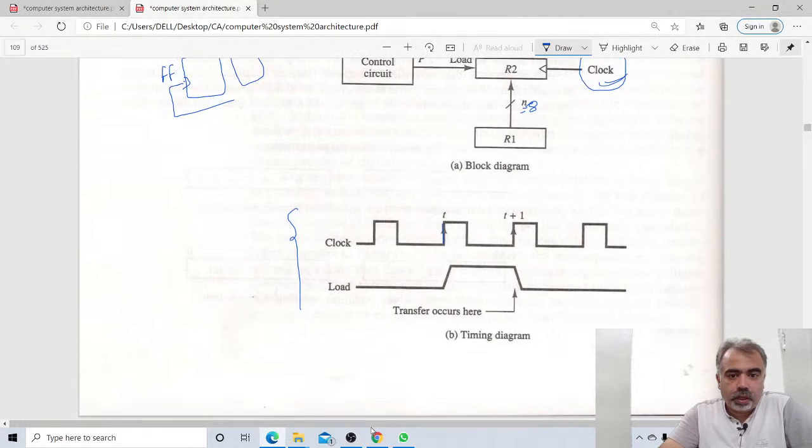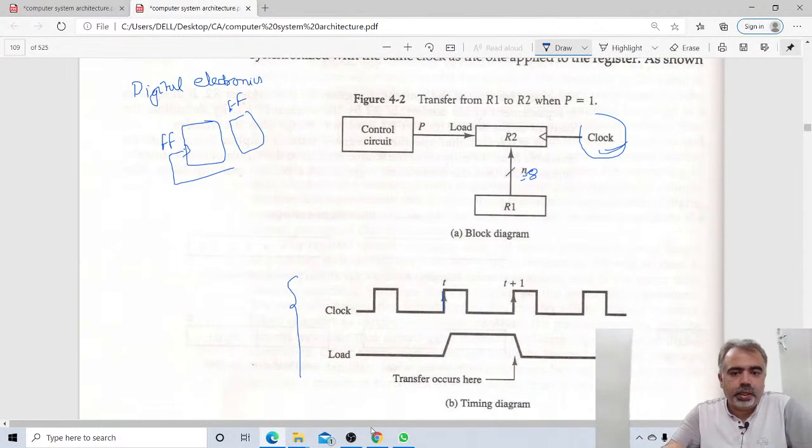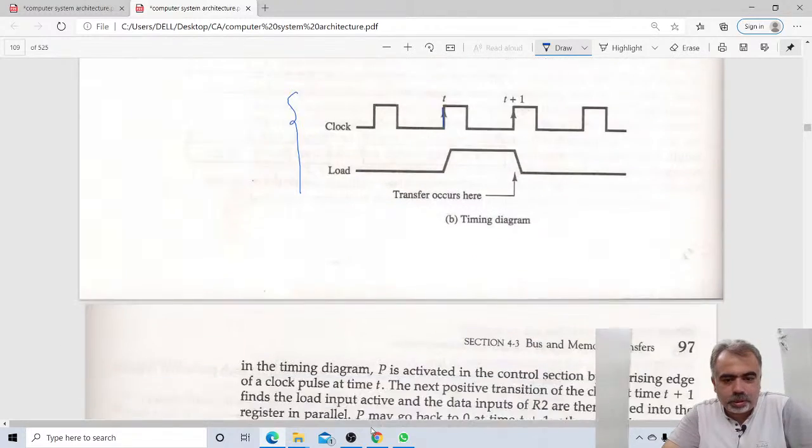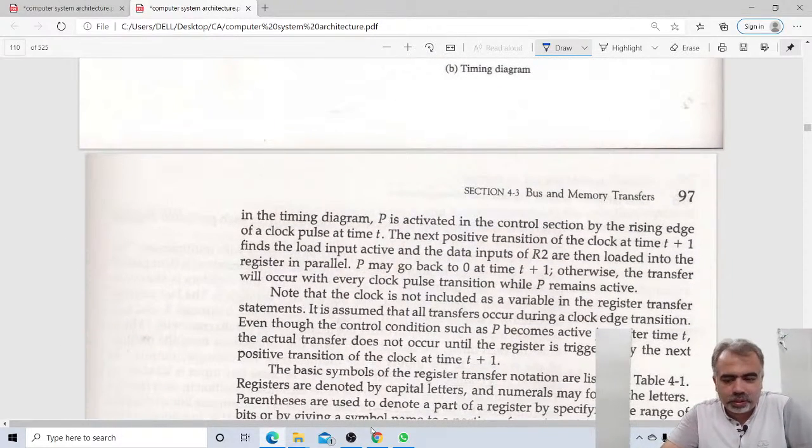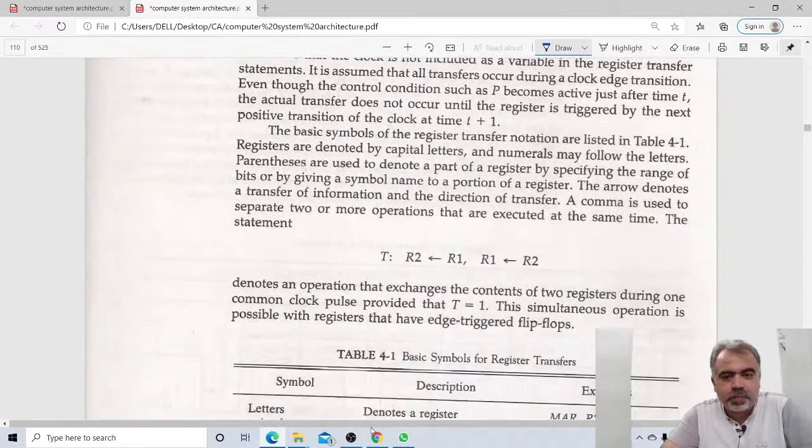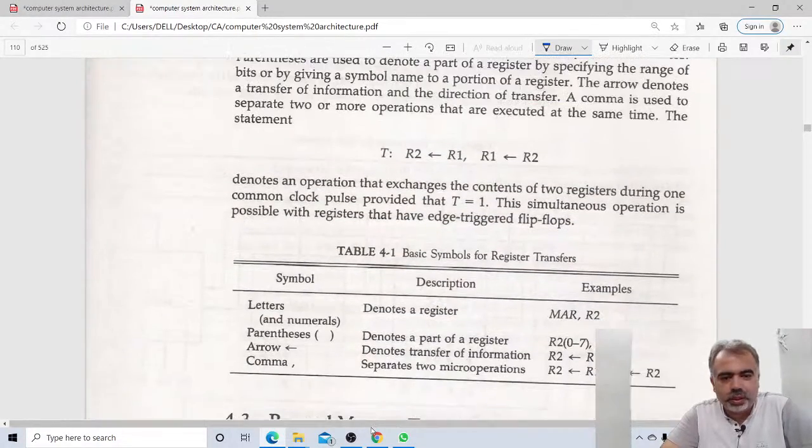Why is the data not transferred here? I request you all to search for this answer. Otherwise, I will tell you in the next class. Why does data transfer not start here, and why does it start here? So this is the timing diagram, and I request you all to go and search for this answer, otherwise I will tell you in the next class. Although the answer is already specified here, I'll give you a hint. You just go and read this.